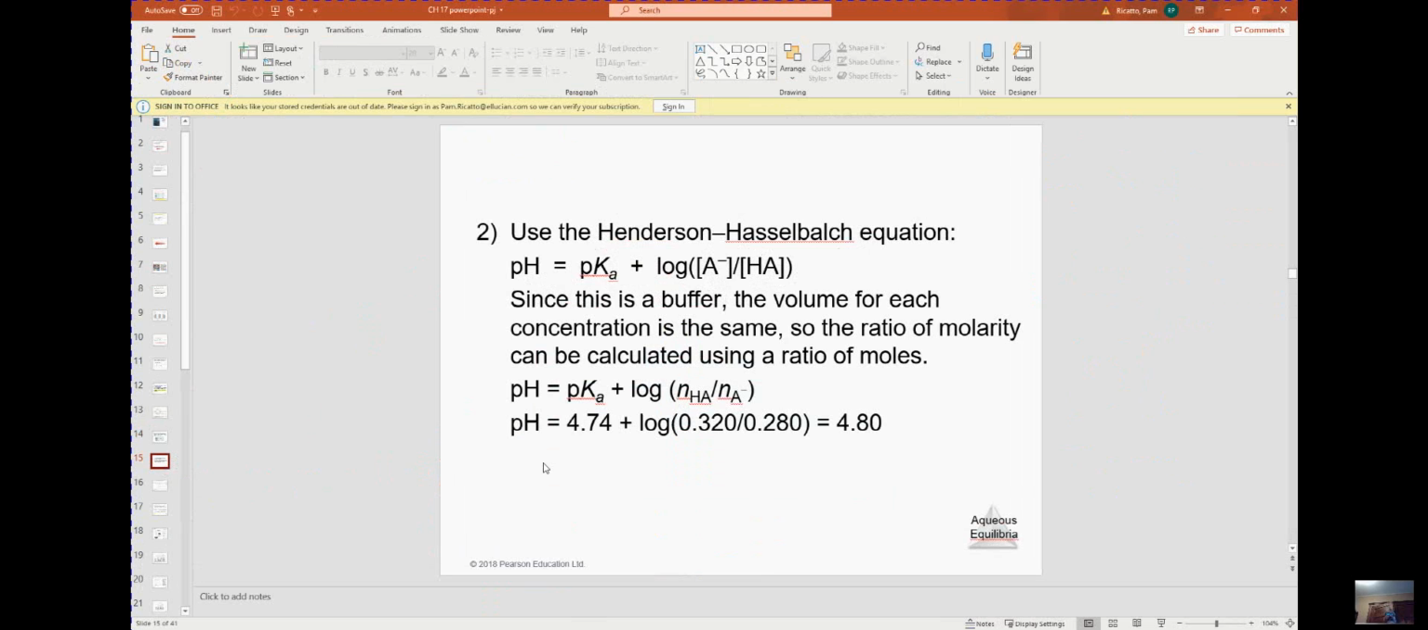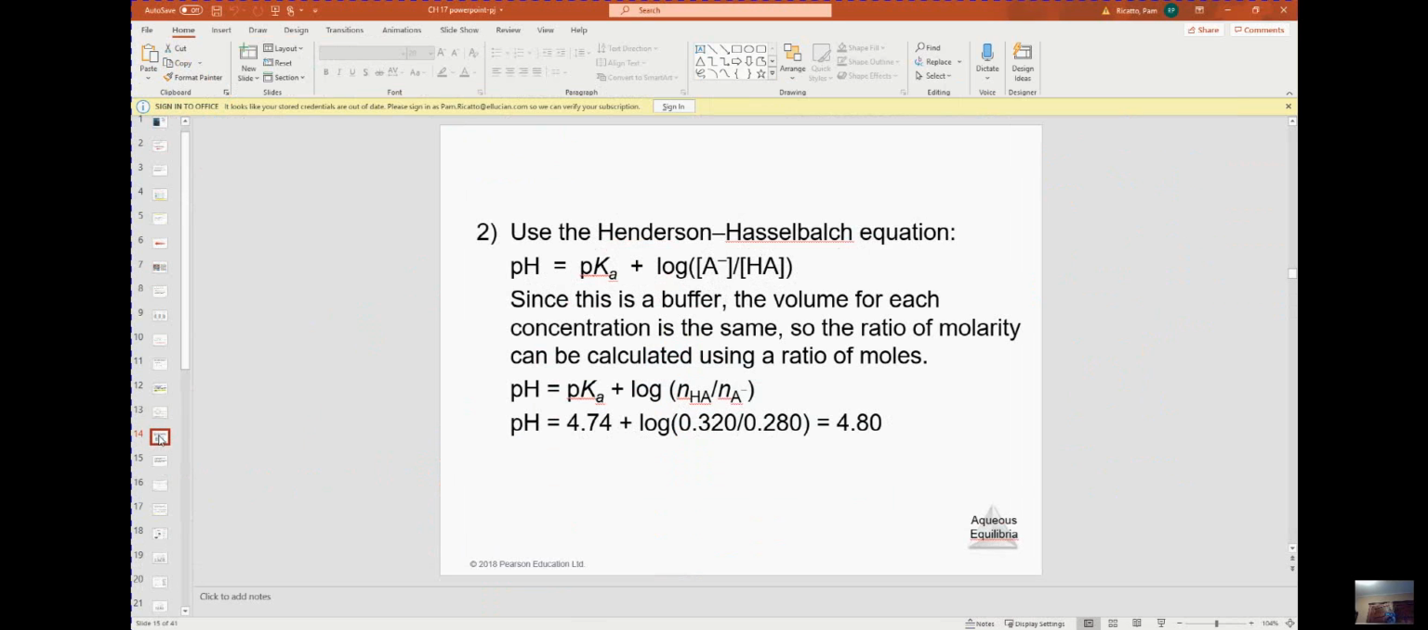Okay, so the pKa is given to you at 4.74. And then the log of the 0.320 over 0.280 gives you 4.80. Now, let's see. In this case, what did we add? We added some sodium hydroxide, so the pH went up a little bit.